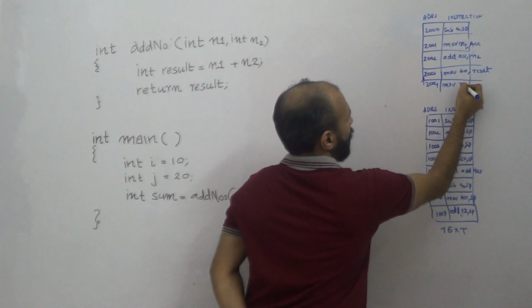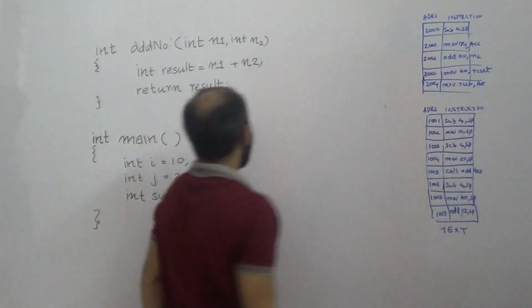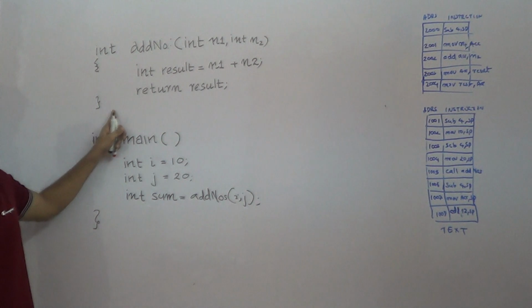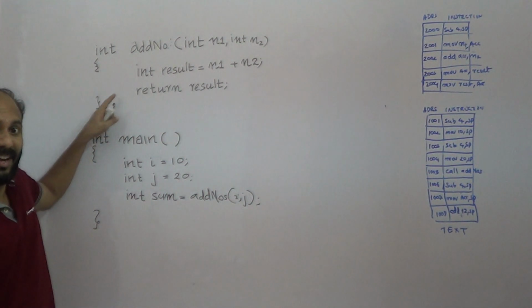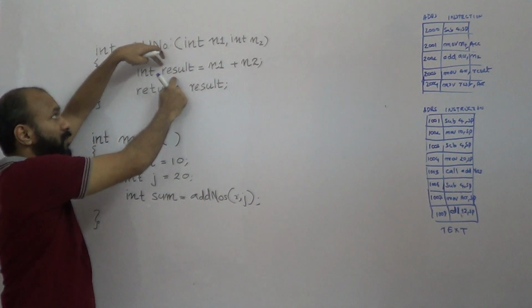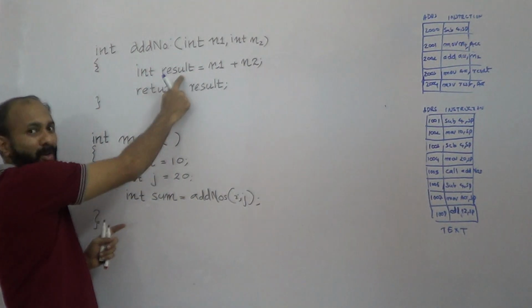Move result to accumulator. Now control is hitting the close bracket. Whenever control is hitting the close bracket, stack pointer has to get added along with the size of the data, size of the local variable which is available inside this function. So size of the local variable is 4 bytes.